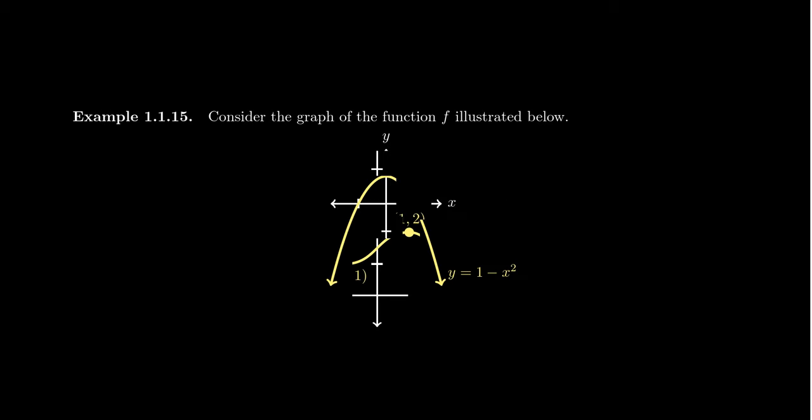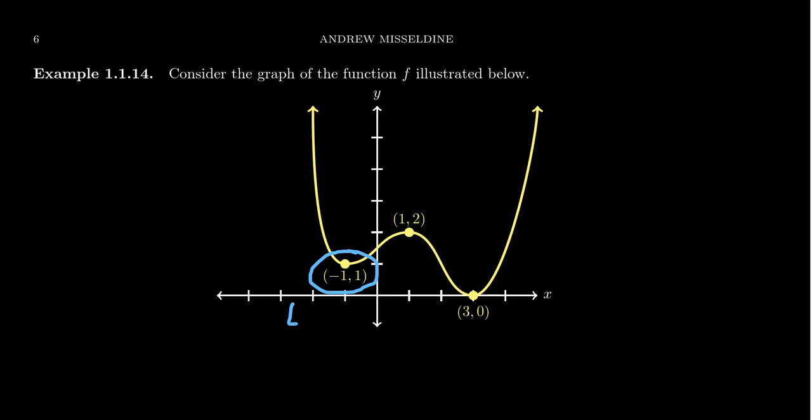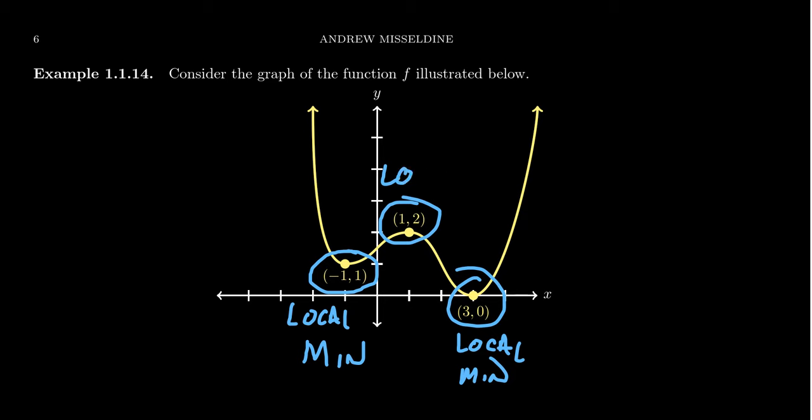And so if you look at this graph right here, for example, we can very quickly identify the local extrema. We see that there's a local minimum right here at x equals negative 1. There's another local minimum right here at x equals 3. And then finally, there is a local maximum right here. This is a local maximum at x equals 1.